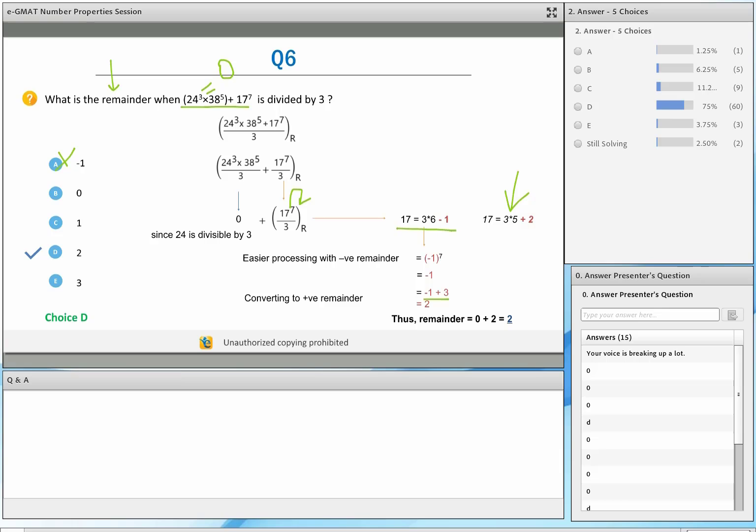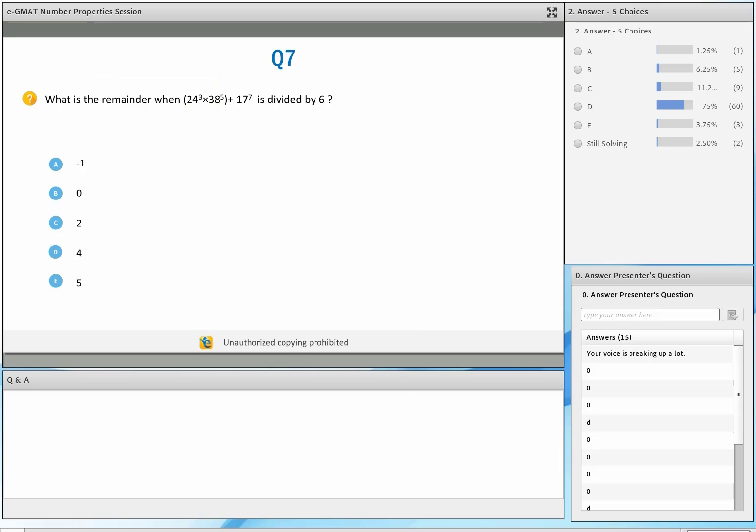Okay? I have a question. If it was raised to the power of 6, would the remainder be 1? Absolutely, it would be 1. And that's the power of basically using -1 as the remainder. The answer is either 1 or -1. And then -1 definitely needs to be converted back into positive remainder. Okay, let's solve this one here. And then we'll go into our data sufficiency questions.